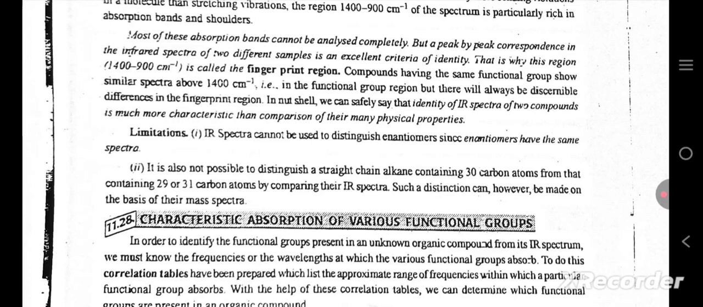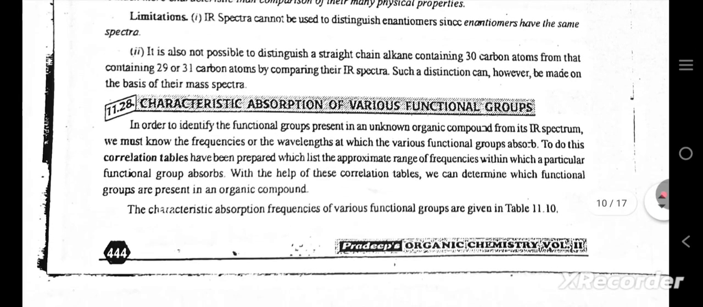Limitations: IR spectra cannot be used to distinguish enantiomers, since enantiomers have the same spectra. It is also not possible to distinguish a straight chain alkane containing 30 carbon atoms from one containing 29 or 31 carbon atoms by comparing their IR spectra. Such a distinction can, however, be made on the basis of their mass spectra.